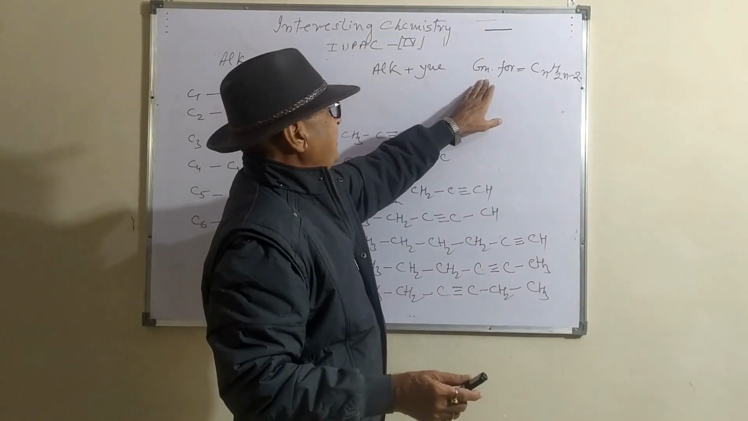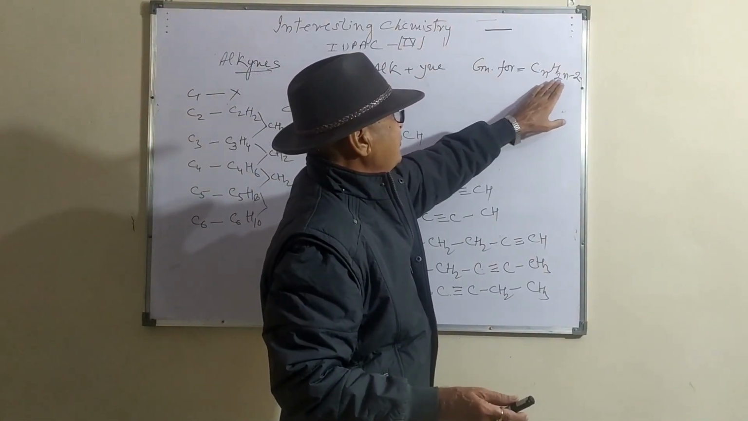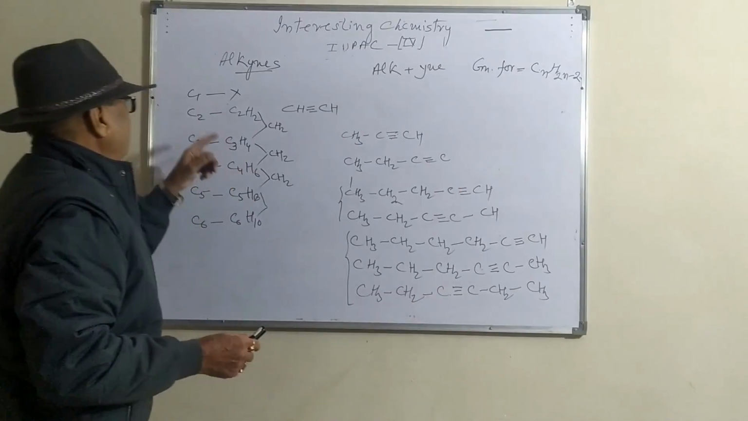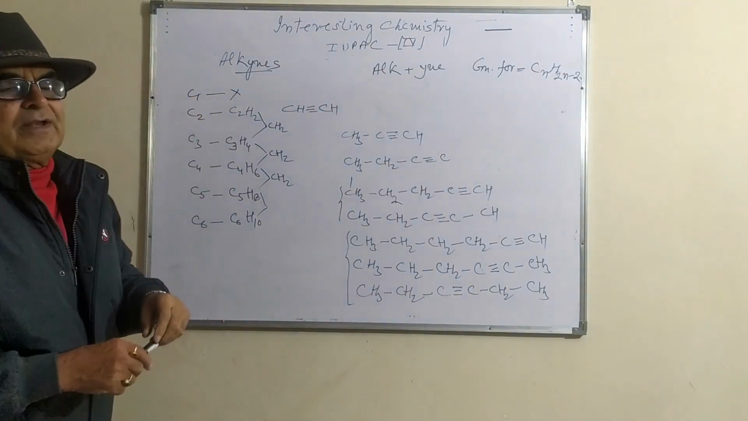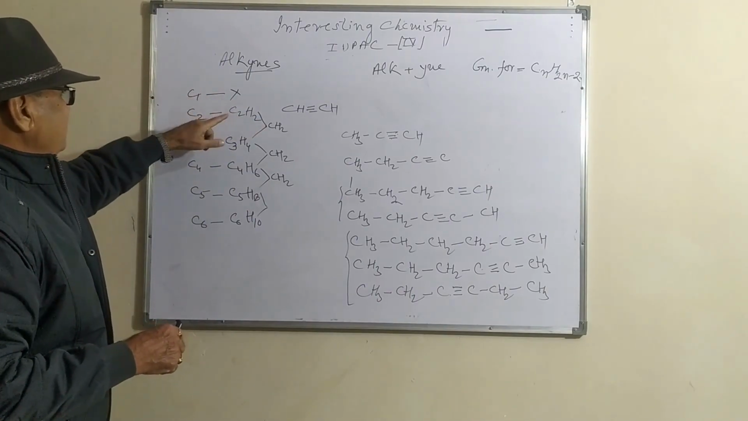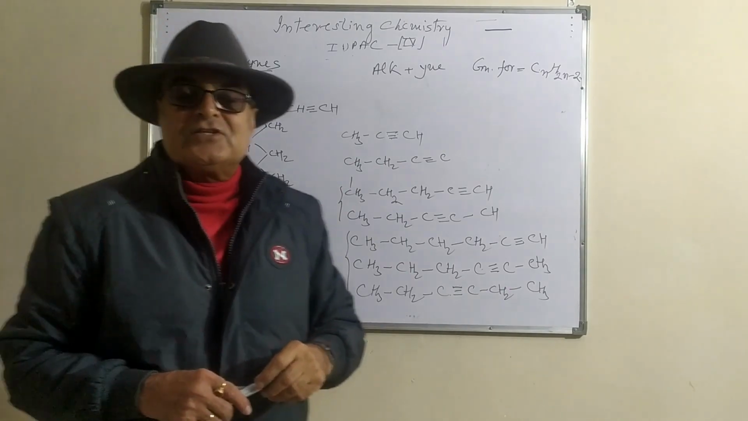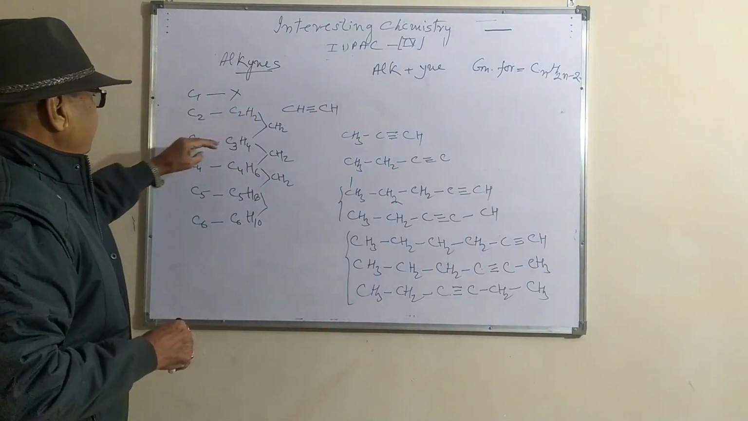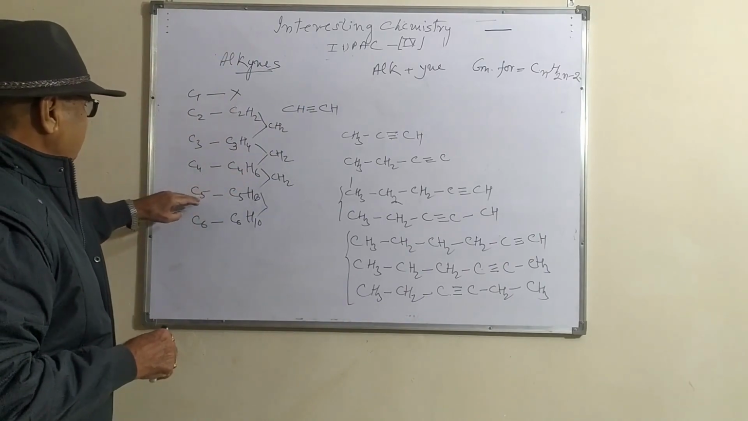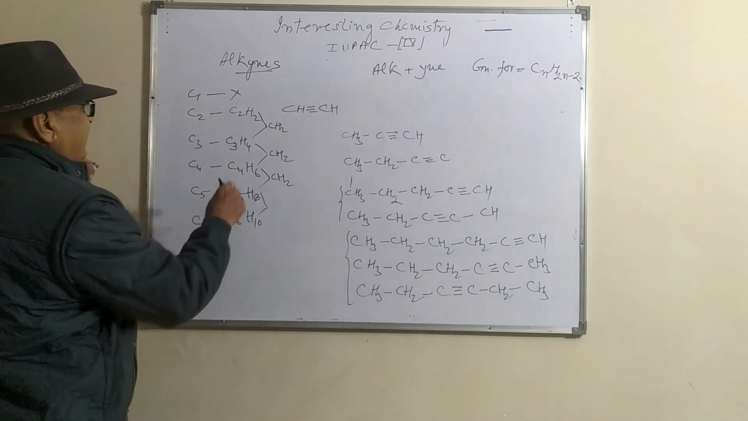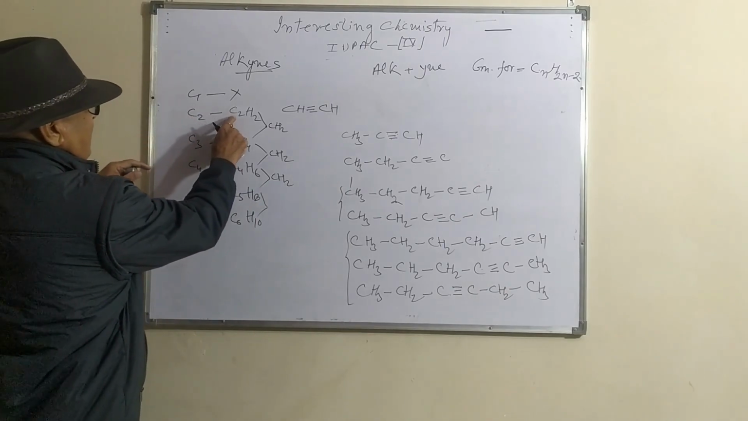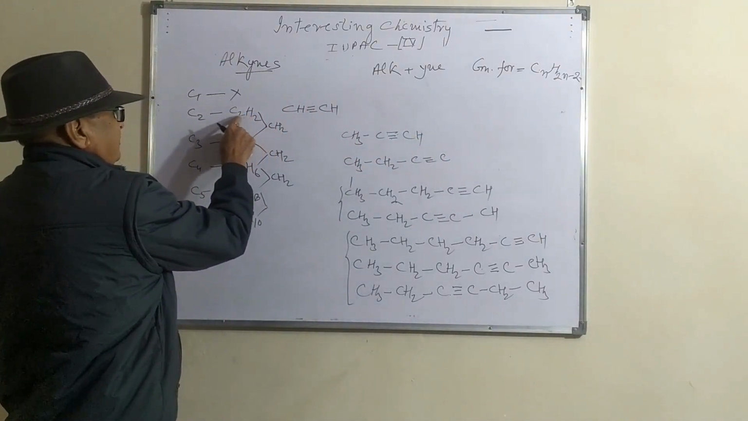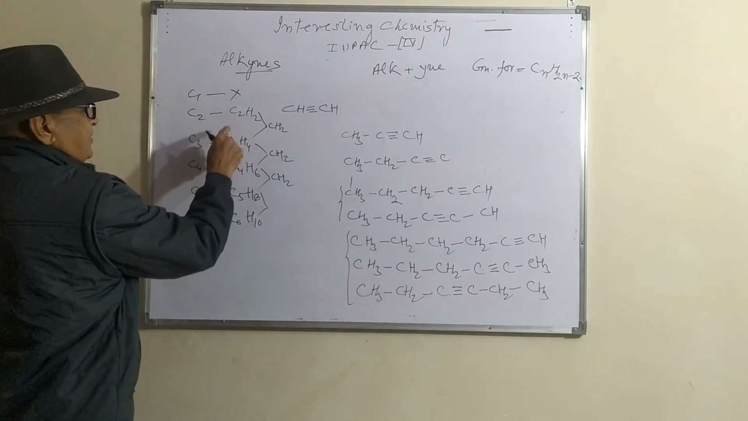The general formula of the alkynes is CnH2n minus 2. If the number of carbon atoms is 1, then there will be no hydrogen, so there will be no alkyne of C1. The lowest member of the alkynes is C2H2. It is also known as acetylene. If the number of carbons is 2, then the hydrogen will be 2 into 2, 4, minus 2, so C2H2. This is acetylene or alkyne.